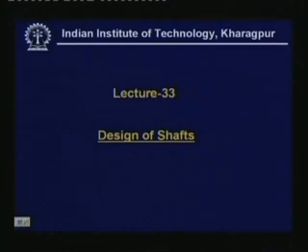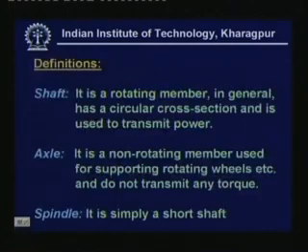You can see rotating wheels, etc. Now we go for a formal definition of what we call the shaft. We see the definition of a shaft as a rotating member, and in general it has a circular cross section.